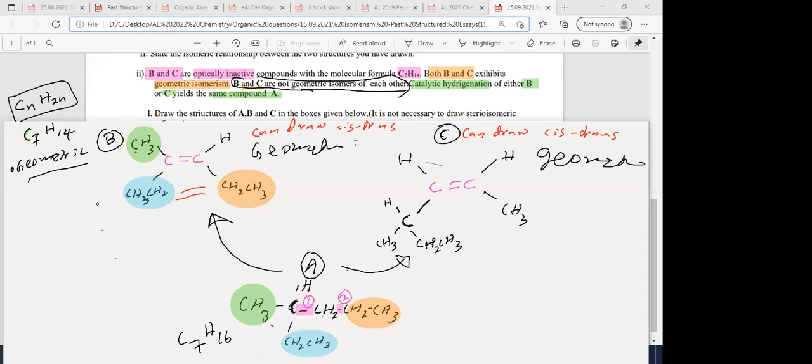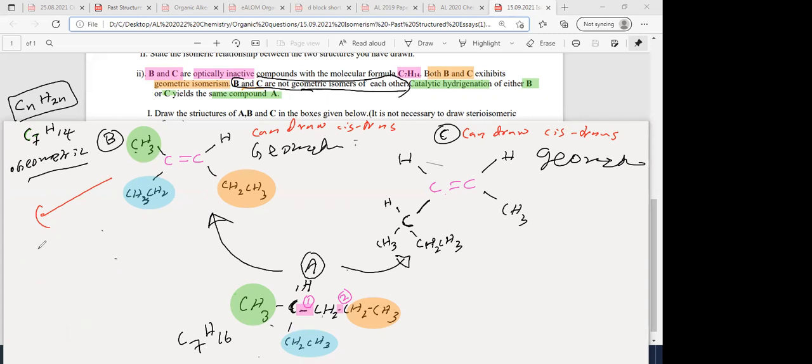Yes? No one is replying. Done. 4 structures, no? You can get? No. You can draw cis and trans separately for B. The given one is already cis, so you can draw one more structure, trans.